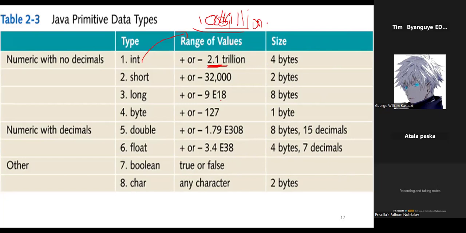Because to the exponent of 18, that's a very huge value. It's like the equivalent of 9 and 18 zeros. Okay. All right. So that's how you would pick which one to use.